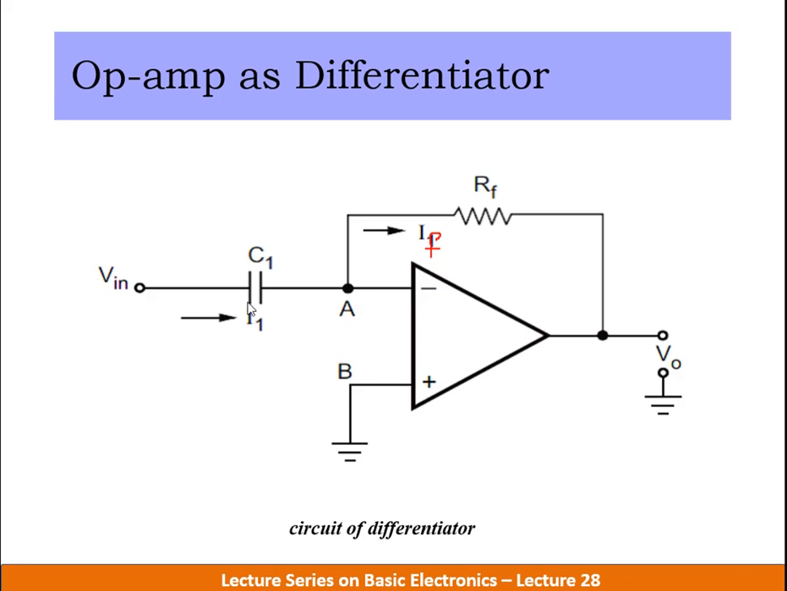With respect to the circuit diagram, we see that the capacitor is in series with the applied input signal. So we know the relationship between frequency and the reactance of the capacitor, that is, F is equal to 1 divided by 2 pi XC. So frequency is inversely proportional to the reactance of the capacitor.